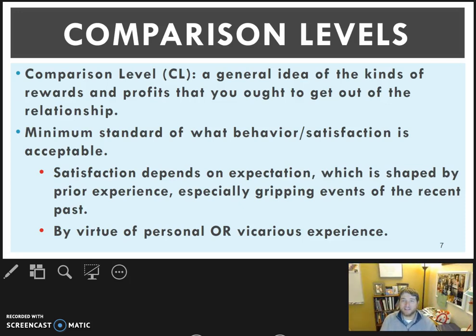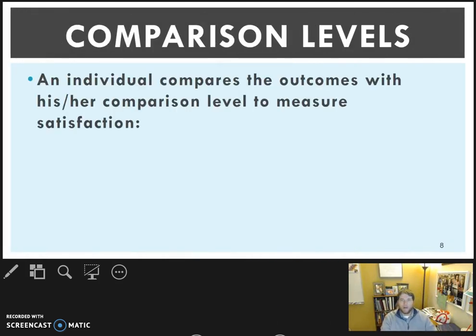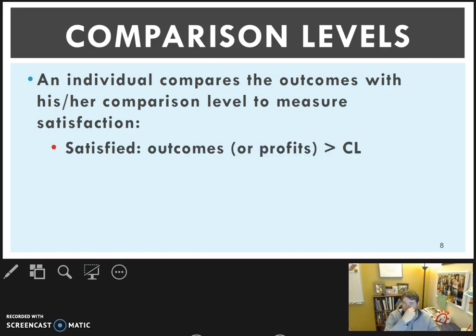Okay, so we were just talking about comparison levels. Let's continue, okay? So we were talking about how I have to have this idea of, am I having enough profit? Okay, well, let's take it a little bit further, okay? You compare your outcome with your comparison level, and this measures your satisfaction, okay? So this is really what it tells me. So I am satisfied if my outcome or my profits are greater than my comparison level.